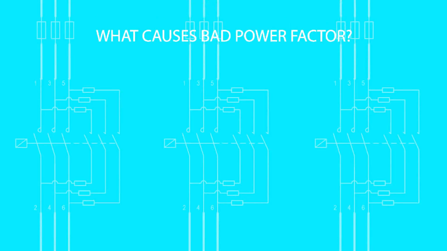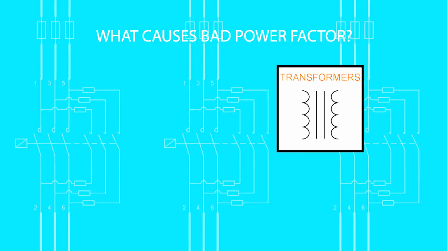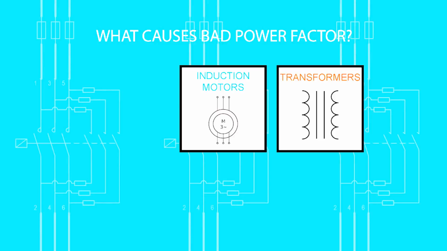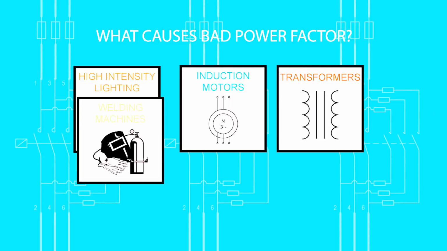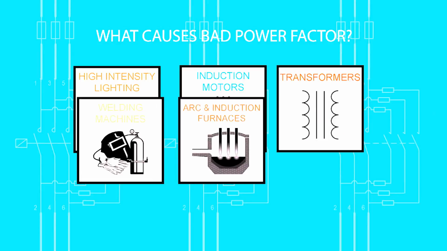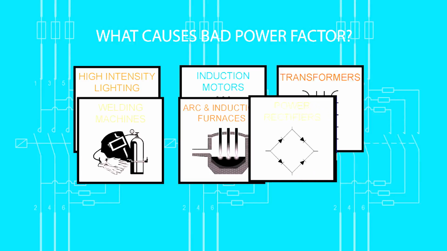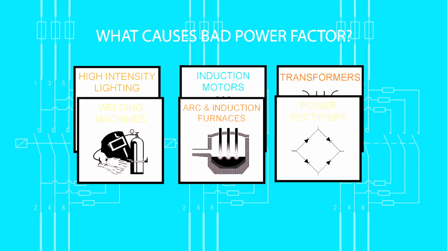What causes bad power factor? Bad power factor can come from the following sources: transformers, induction motors, high-intensity discharge lighting, welding machines, arc and induction furnaces, and power rectifiers.